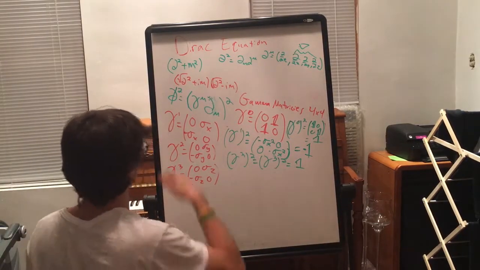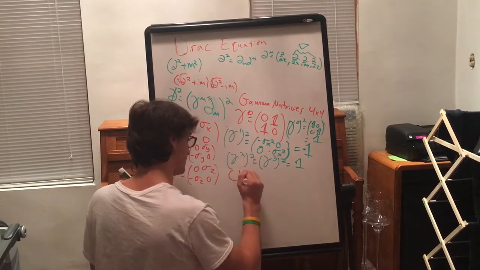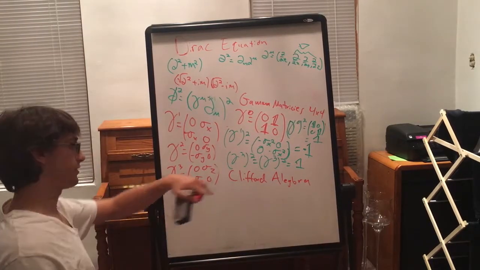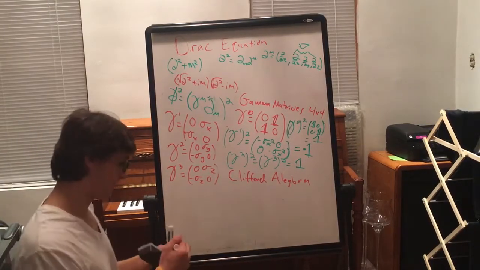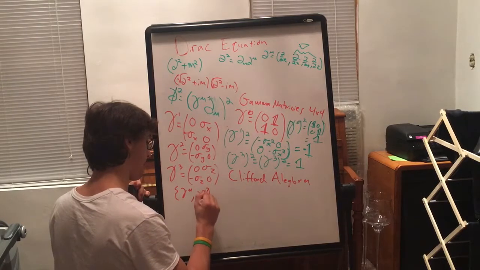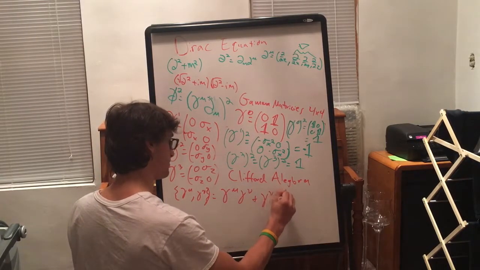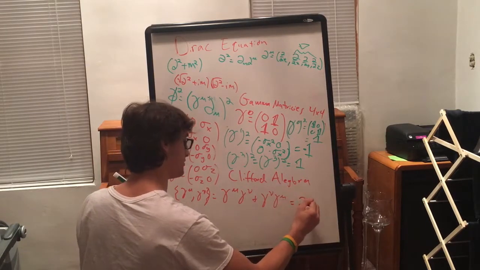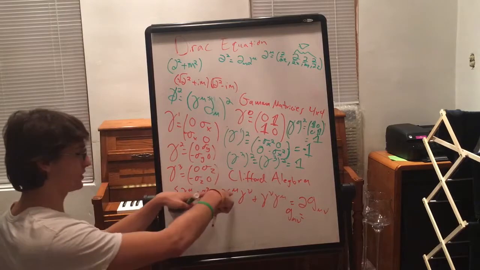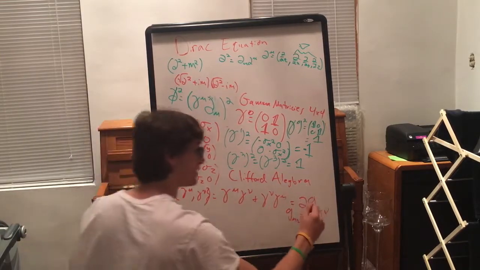Another really good thing about these gamma matrices is they abide by something called Clifford algebra. Pretty much what this means is they're anti-commuting. We can define a symbol for the anti-commutator, which looks like this. In this definition, it's gamma mu, gamma nu, plus gamma nu, gamma mu, equals 2g mu nu. You can just plug in. If mu and nu are 0, 0, it gives us 2, because 1 plus 1 is 2, some easy math.